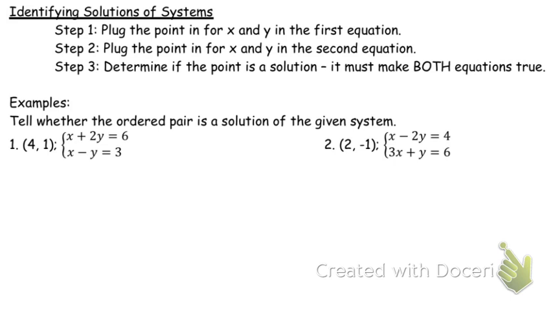So on this example 1, we're asked to tell whether the ordered pair is a solution of the given system. So is (4, 1) a solution of the system? Well, if it is, it would work in both equations. So how would I test to see if it works in both equations? Plug it into both equations, one at a time. So can somebody help me plug it into this first one?